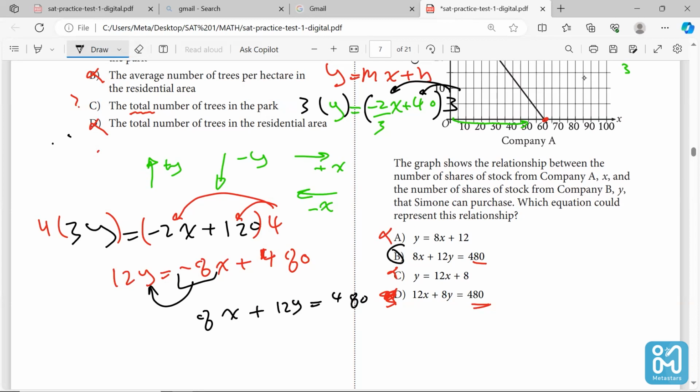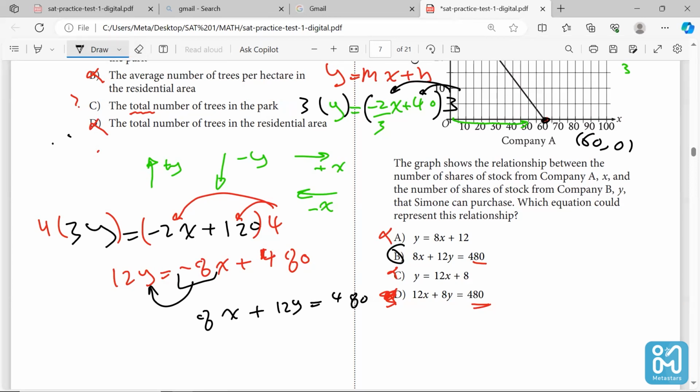So my answer is going to be LP. Says it takes too much time. Do we have something easier, or an easier way to solve it? Yes. Let's take this point. It's going to be 60 and 0. And keep plugging the values into the choices that you have.